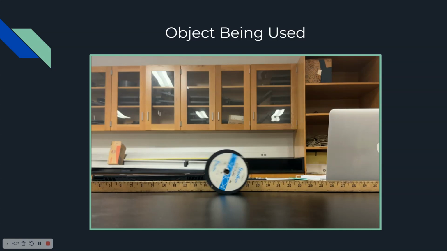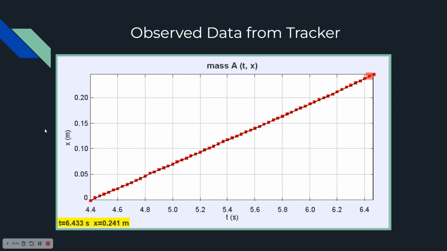What you're looking at here is just a small wheel-like object being rolled across a table. The meter stick in the background is just there for the scale and the tracker software to get accurate positions. But what we're really looking at here, the system, is the wheel object itself, after I applied a net force to the object, setting it in motion, or in other words, giving it its initial velocity. So now what we're going to look at is the graph that was generated by the tracker software, which comes from the real world video.